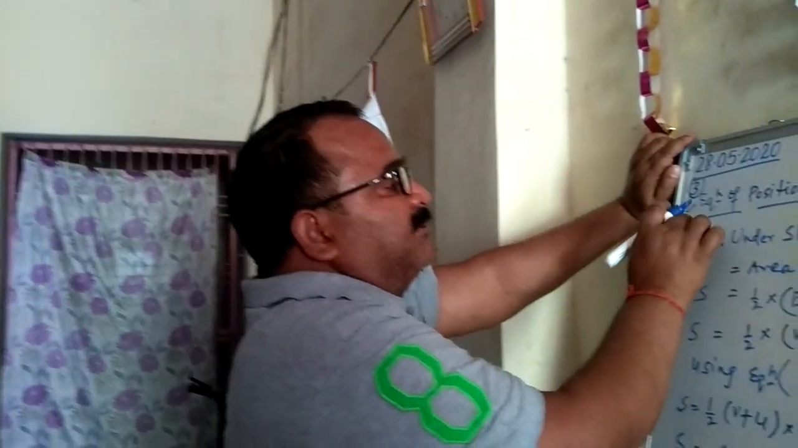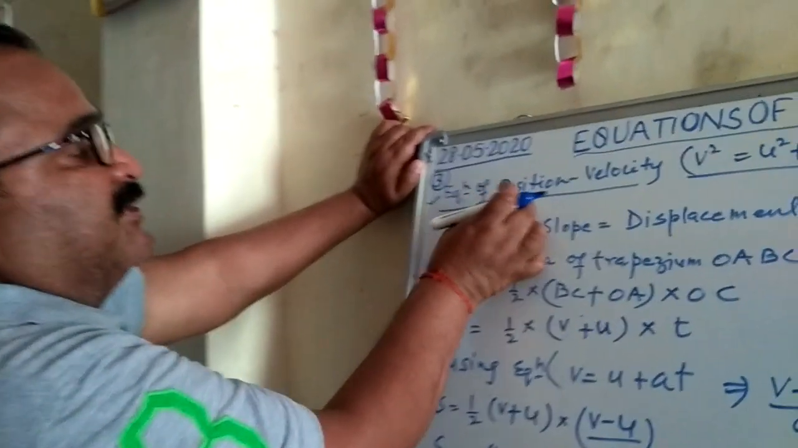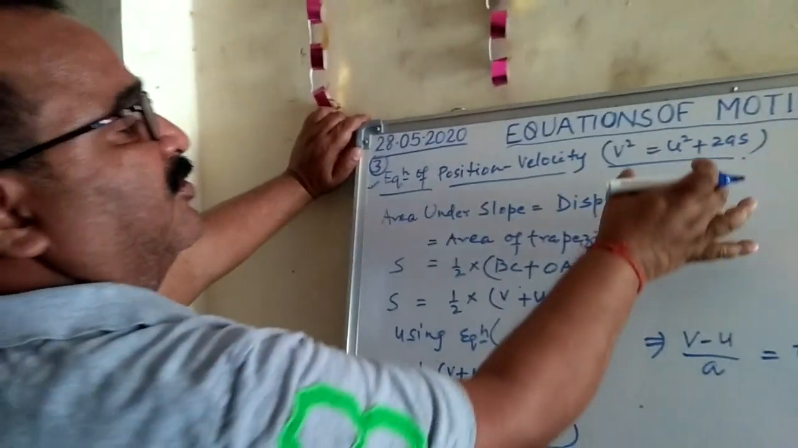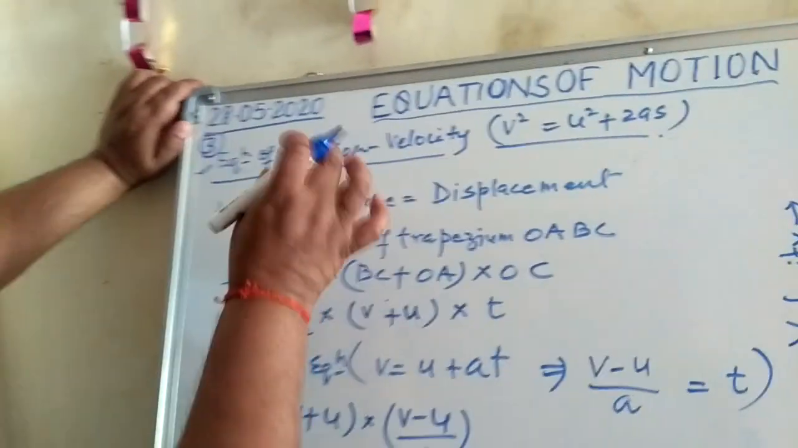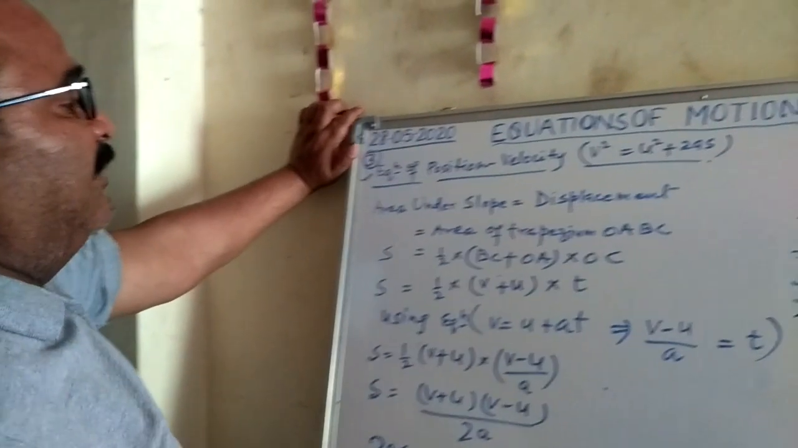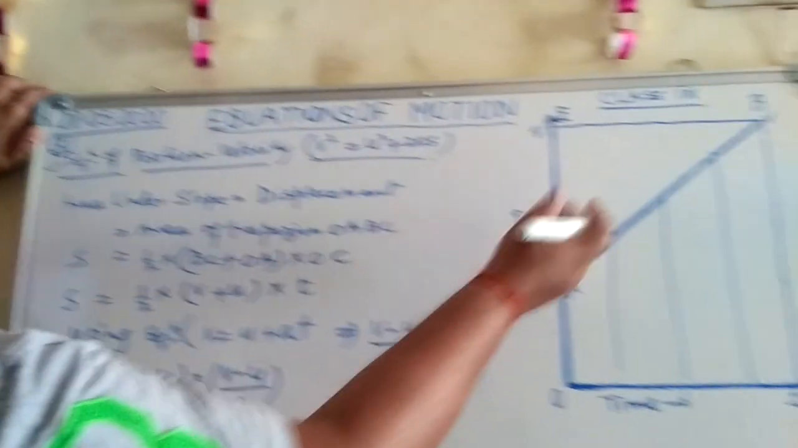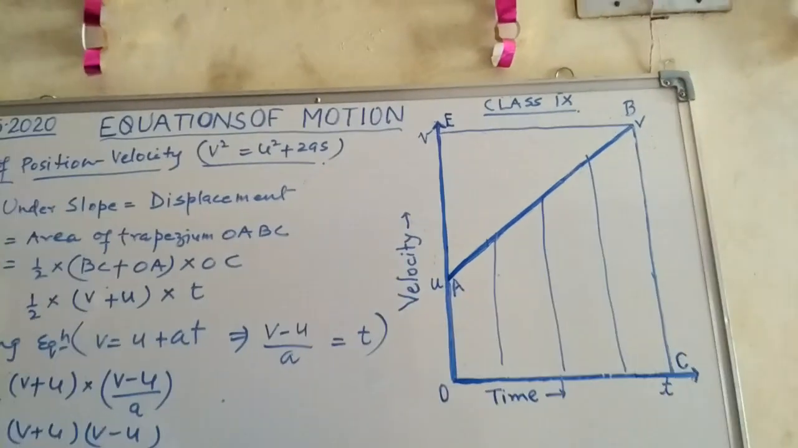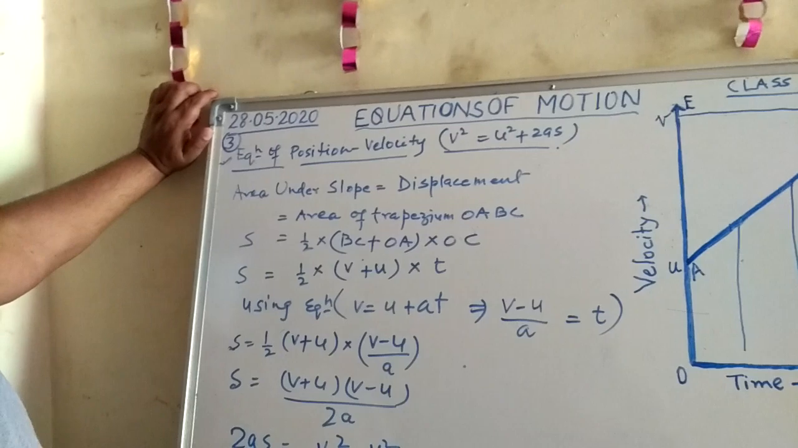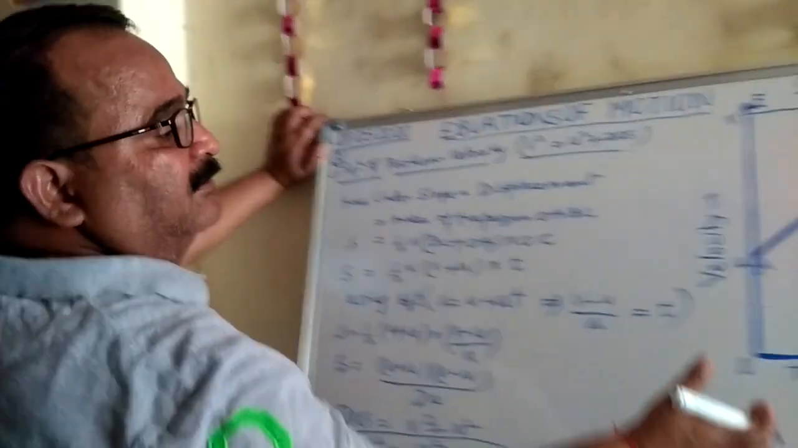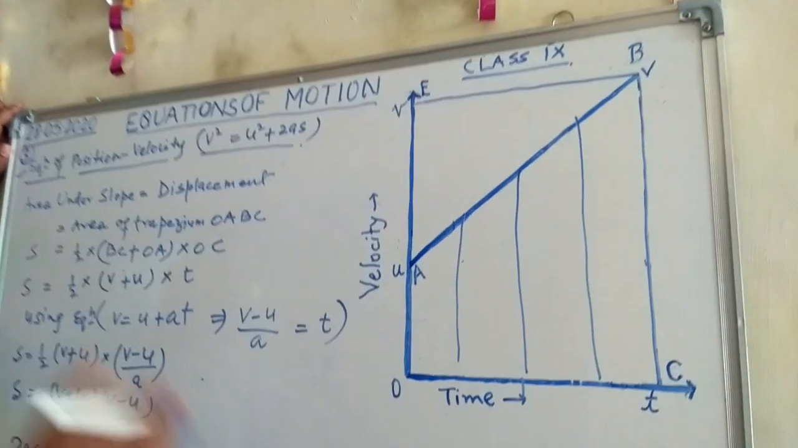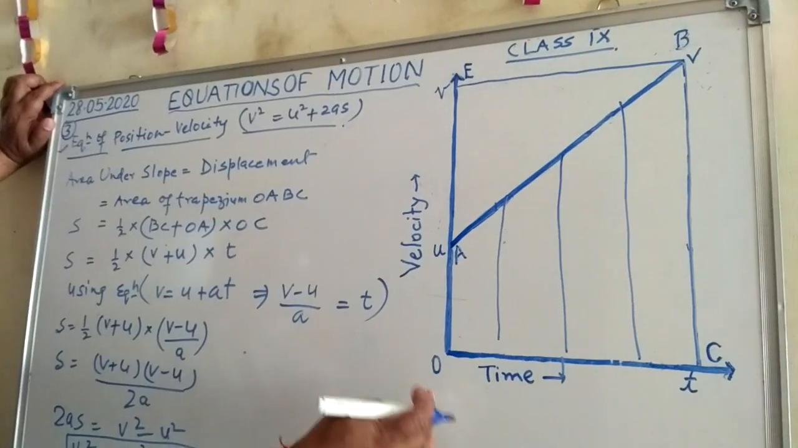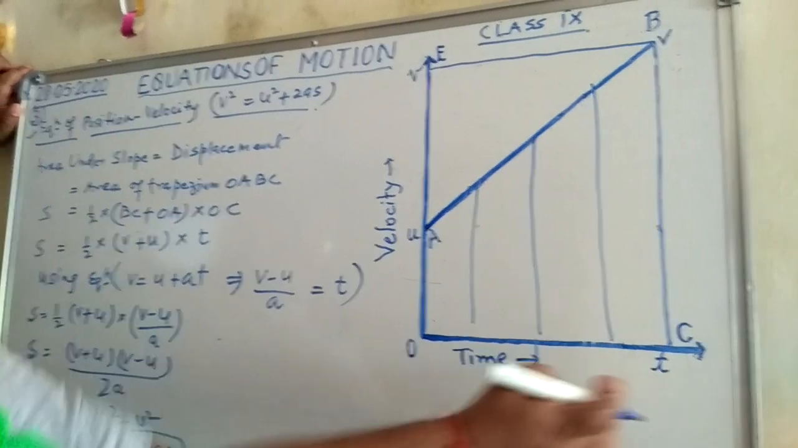Good morning, students. Today, the last equation, the third equation, that is the equation of position and velocity, which is also known as v square is equal to u square plus 2as. We want to establish that equation, and for that we already know that if a velocity-time graph is there and we want to calculate the displacement, then we look at the closed figure inside the graph, and we see that there is a trapezium OABC.